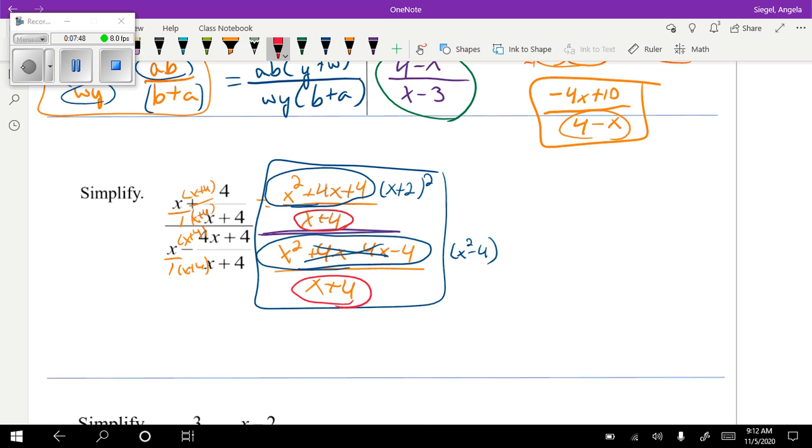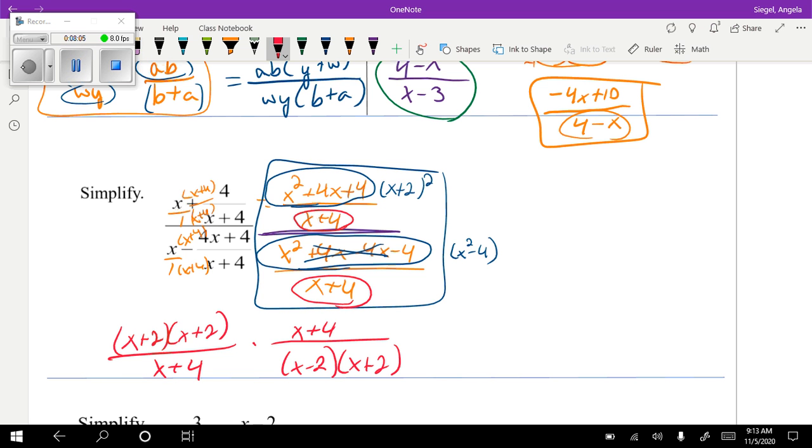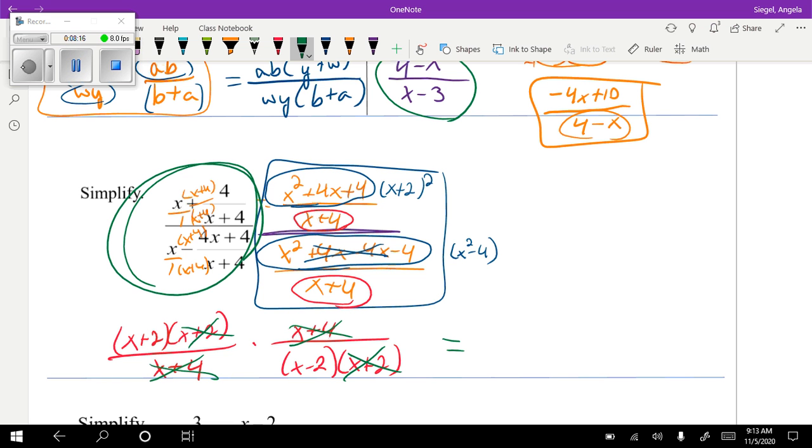So let me show you what's going on. So I'm going to go ahead and just write this out. And then now I'm flipping the next one. So when I factor out that x squared minus 4, I get x minus 2 times x plus 2. Okay, so now once I've done that, a lot of things are going to start canceling out. So this whole yuckiness right here ends up just being x plus 2 over x minus 2.